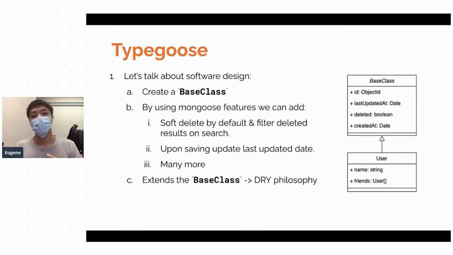There are still a lot more Mongoose features we can add. But it's not just constrained to this base class. If we extend the user class onto this base class, all the features inside the base class will be moved to the user class too. So this is quite a different paradigm that we can see, right?